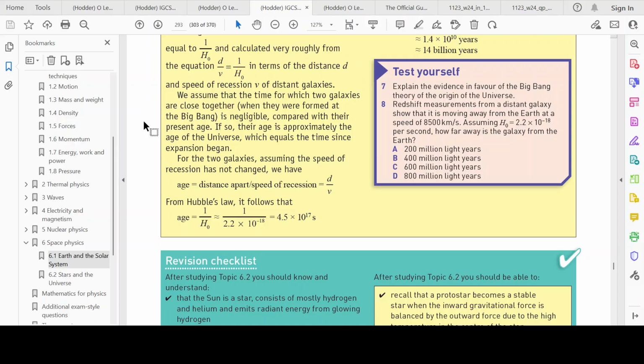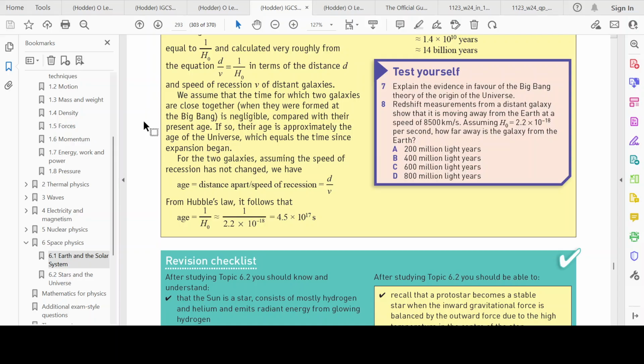So the time in which two galaxies were close together at the start of the Big Bang was negligible compared with their present age. Right? If so, their age is approximately the age of the universe. So, assuming that these galaxies are as old as the universe, which equals the time since the expansion began, because the expansion began immediately as the Big Bang happened. For two galaxies, assuming the speed of recession has not changed, that's an assumption, the age of the universe is the distance apart upon the speed at which they're moving apart, right?